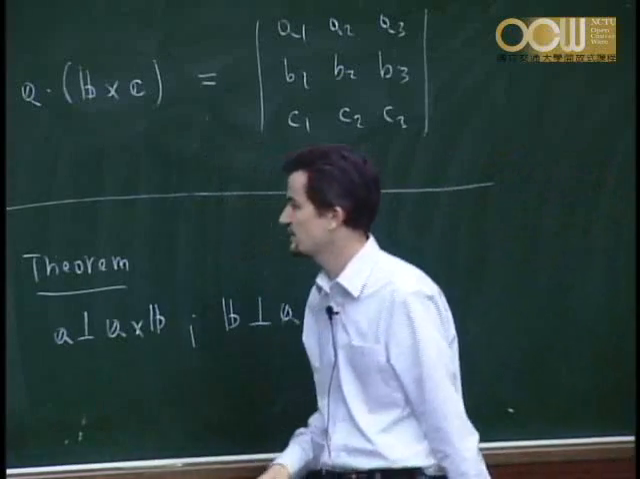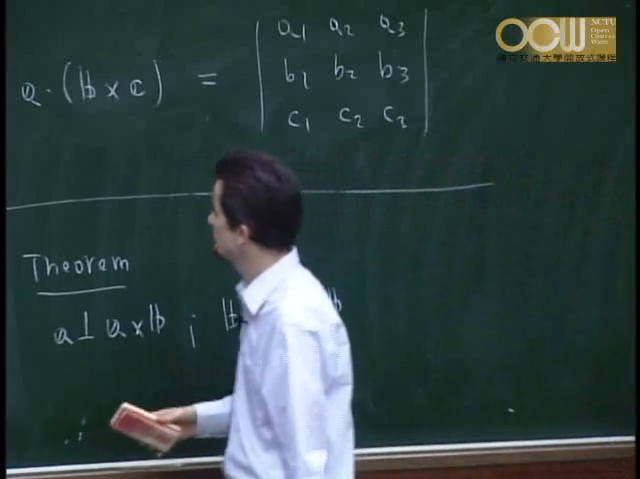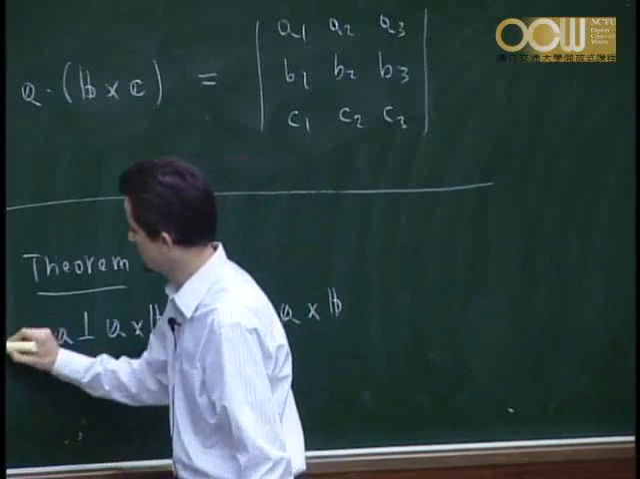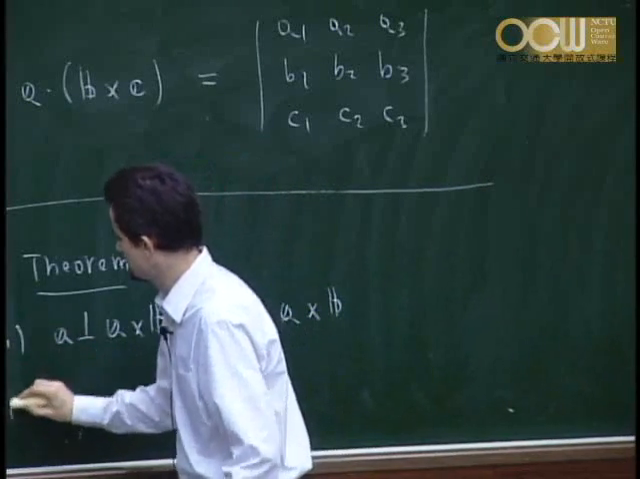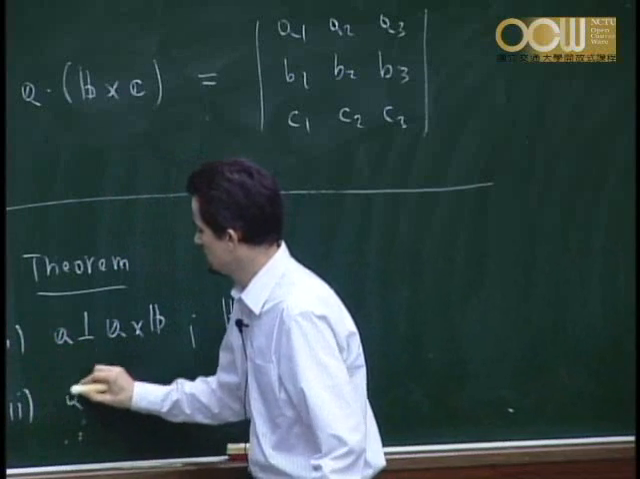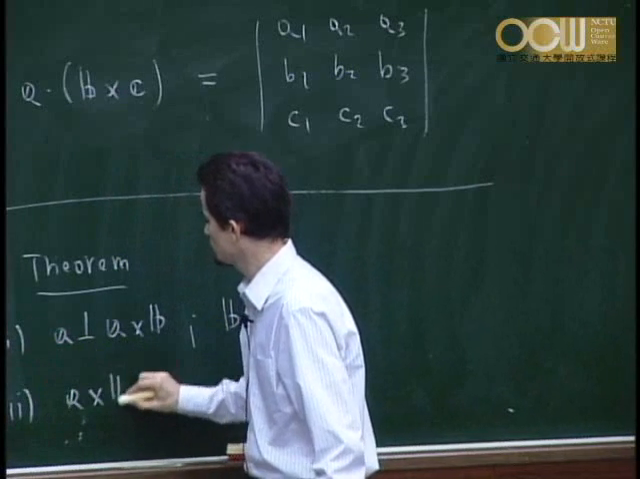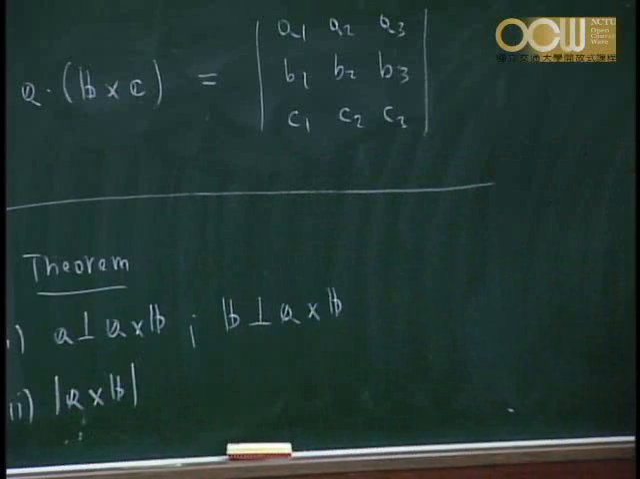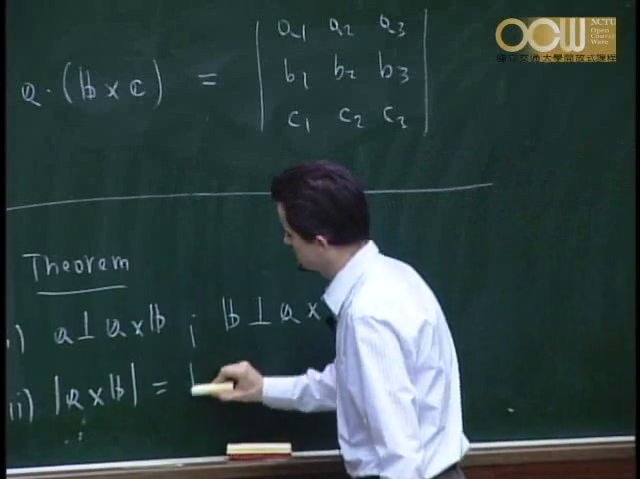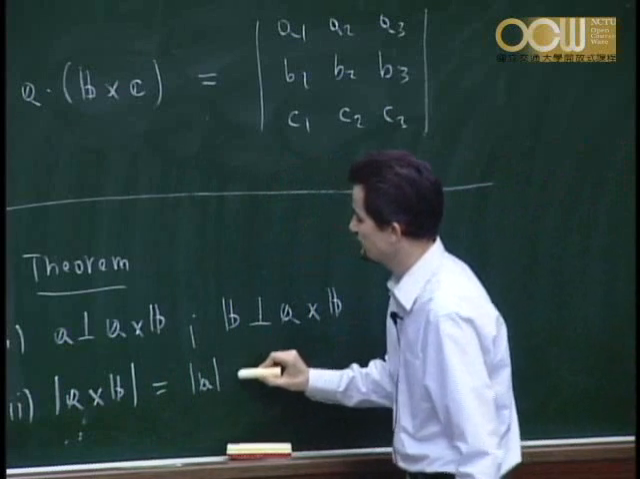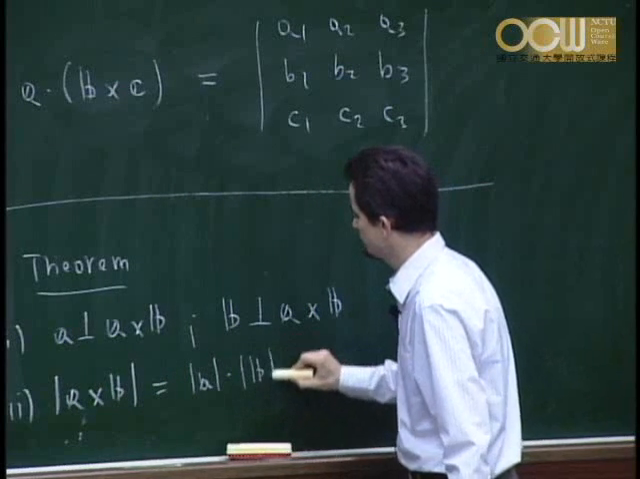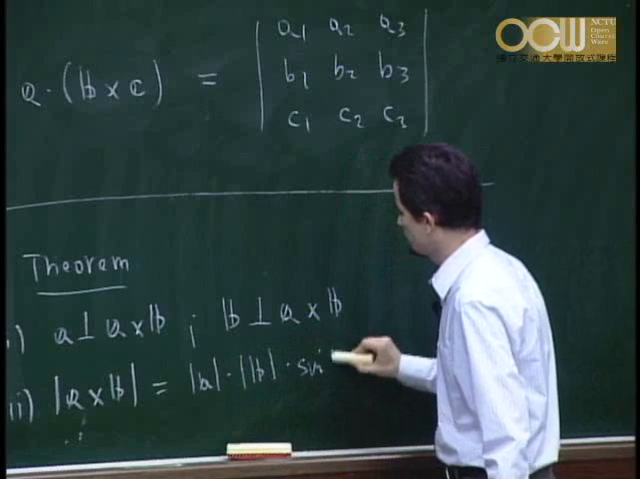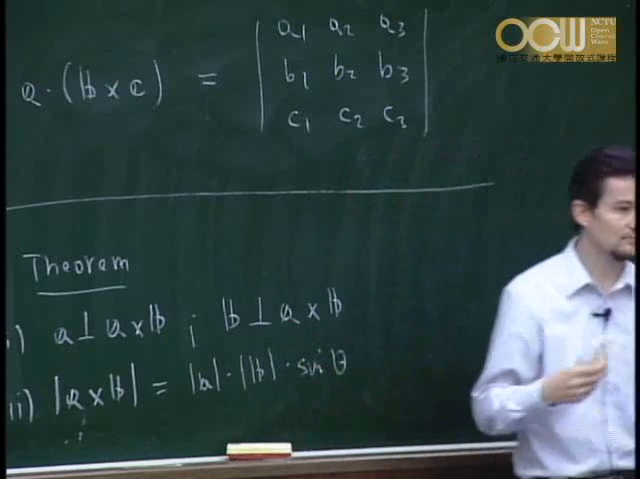So this is normally the first result you prove, and what you prove next is that if you compute the length of the cross product between A and B, then what you get is the length of A times the length of B times the sine of the angle between A and B. And the angle we defined last time.